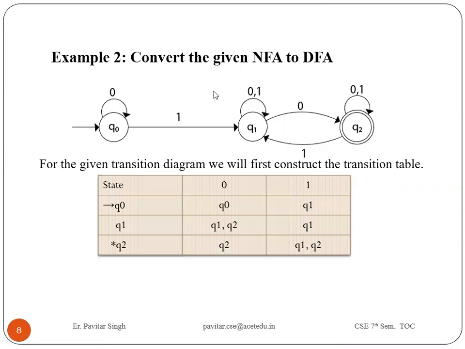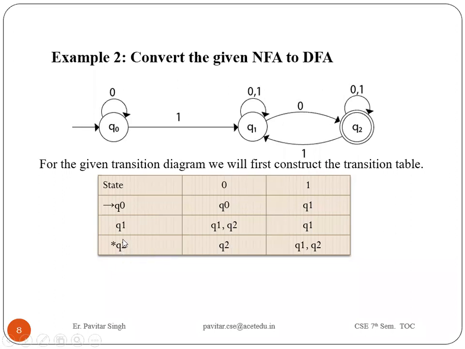So this is the second example. This time you are given a diagram and asked to convert the given NFA to DFA. First of all, you have to construct a corresponding table because comparisons are easier in the case of a table. So first convert this diagram into a table.